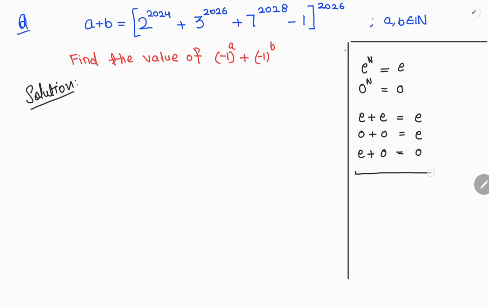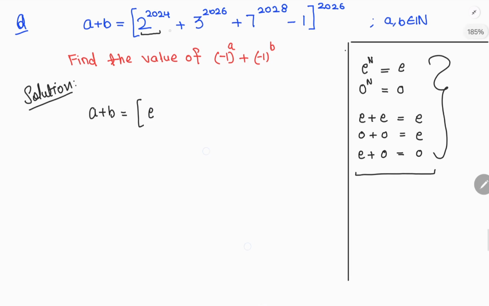If you know these results, the question will become very, very simple for you. How? Now look at your question. You have a plus b is equal to this. So this 2 raised to power something will be even or odd? Even, right? Because practically, if you have these large powers, it is very difficult to solve this question. Then you will have to find some rules or relate it to something, so that you don't need to calculate it, you just need to observe it and find the solution, right?